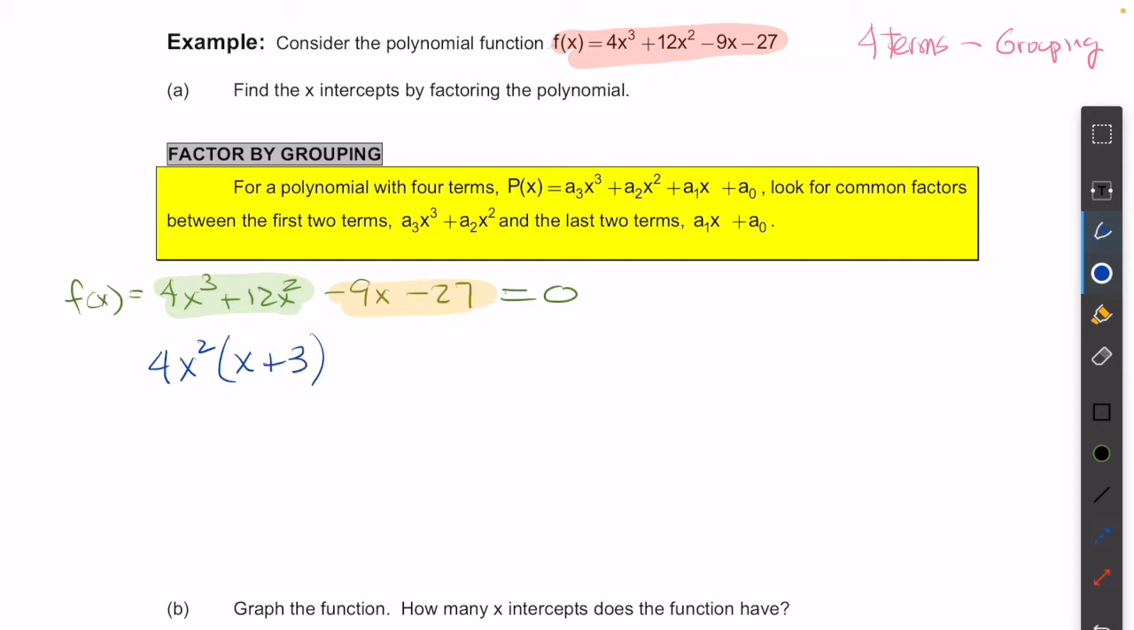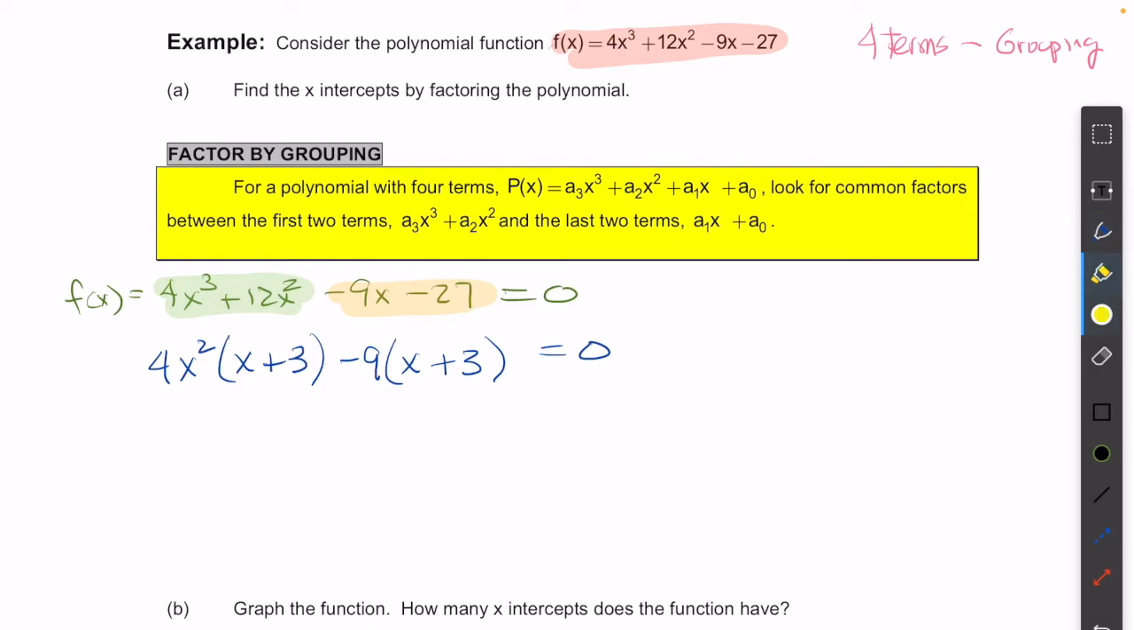Then going to the second group, I notice that there's a 9 common to both terms. And we'll pull out the minus with it, because all factoring is dividing out the common factor. So negative 9x divide out the negative 9 leaves me with x, and negative 27 divide out the negative 9 also leaves me with a plus 3.